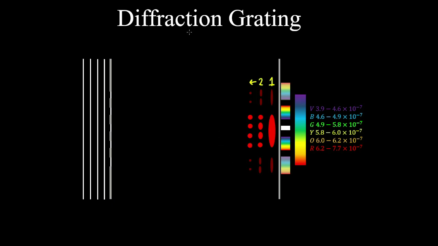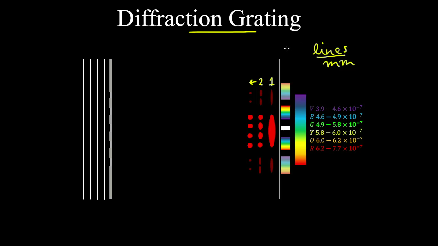A diffraction grating is a collection of evenly spaced parallel slits or openings which produce an interference pattern that is a combination of numerous diffraction patterns superimposed on top of each other. Diffraction gratings can consist of hundreds of openings per millimeter. So we call these lines per millimeter.